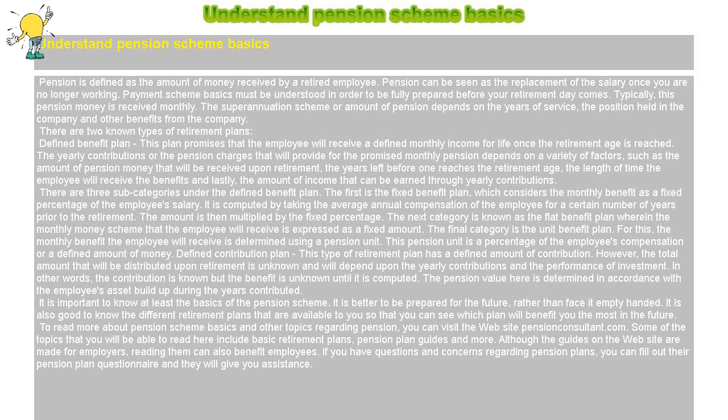Understand pension scheme basics. Pension is defined as the amount of money received by a retired employee. Pension can be seen as the replacement of the salary once you are no longer working.